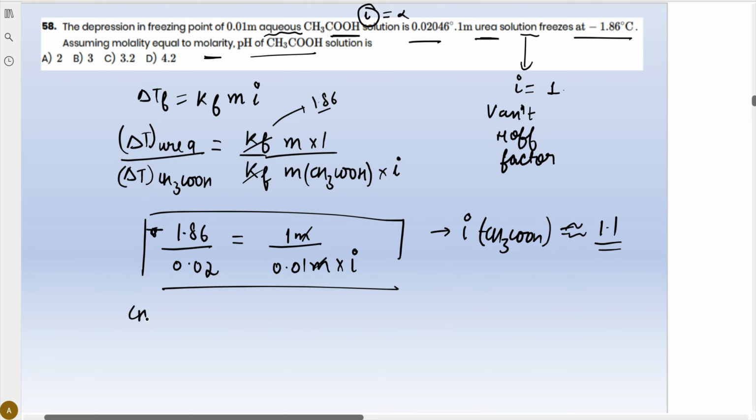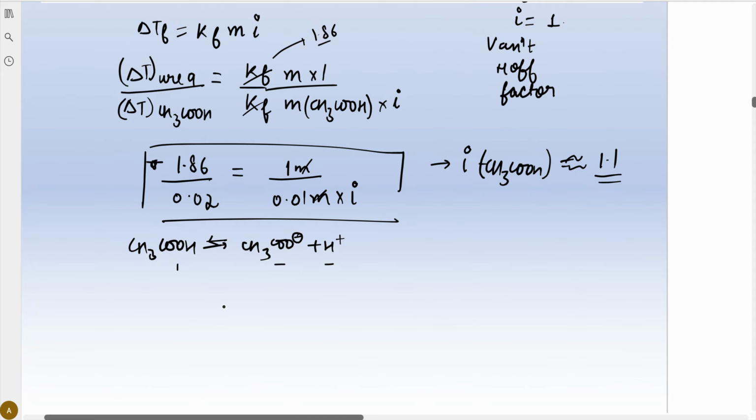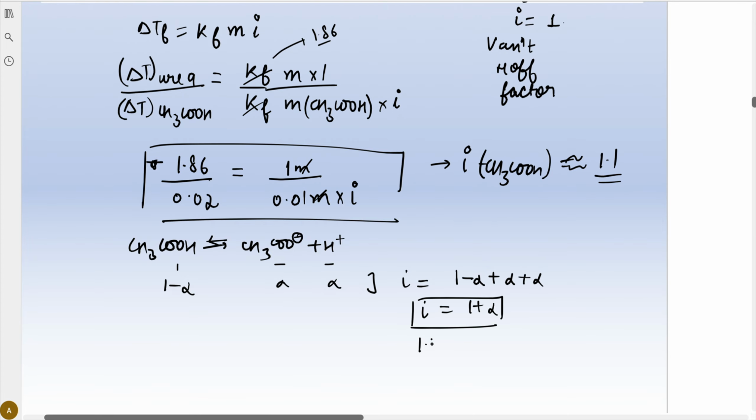Now try to see, this acetic acid will break down into acetate ions in equilibrium with H positive. So initially let's say it is 1, 0, 0, and finally it is 1 minus alpha, alpha, alpha. So at equilibrium, the Vant Hoff factor I will be 1 minus alpha plus alpha plus alpha. This is 1 plus alpha, and I came 1.1, so 1 plus alpha, alpha will come out to be 0.1. This is the degree of dissociation.